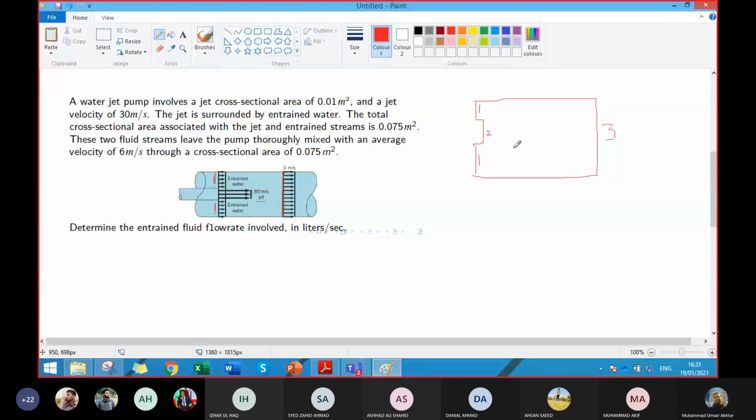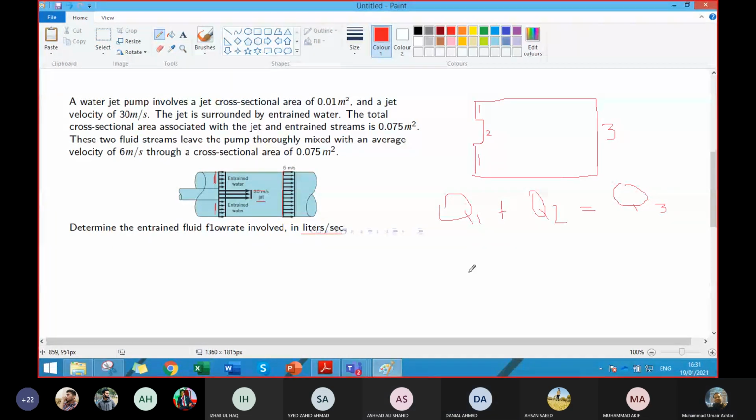Yes, sir. So we know that the volume flow rate should be equal, that is Q1 plus Q2 should be equal to Q3. You can calculate Q3, you can calculate Q2, and you will get Q1, which is the required answer. You will just need some unit conversion, because the answer required is in liter per second, and you will get the answer in meter cube per second. Is it clear?